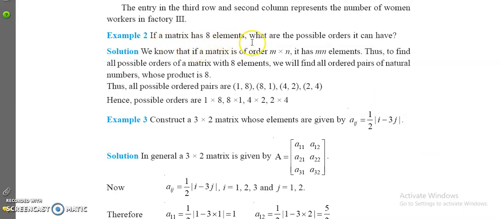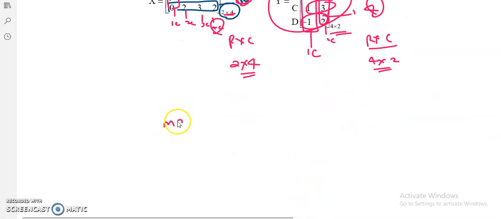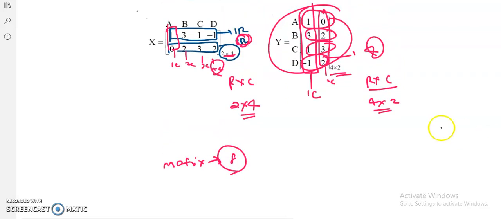If a matrix has 8 elements, what are the possible orders it can have? That means if the matrix has 8 elements, what are the possible orders? See here, if a matrix has 8 elements, generally I told in the previous concept that we multiply the number of rows and number of columns. In this case 2 by 4 is the order, right? Just multiply these two, how much will we get? 8. That means here how many elements are there? 8 elements, 1 2 3 4 5 6 7 8.